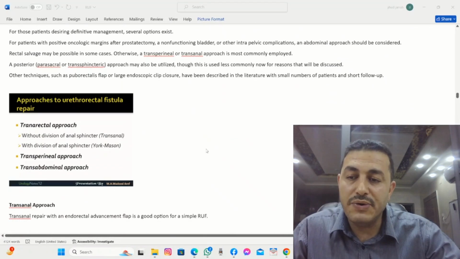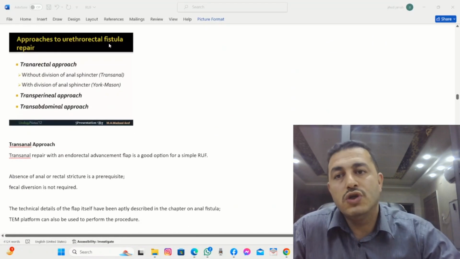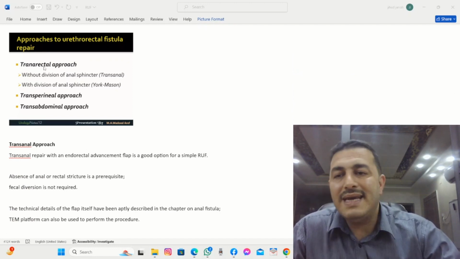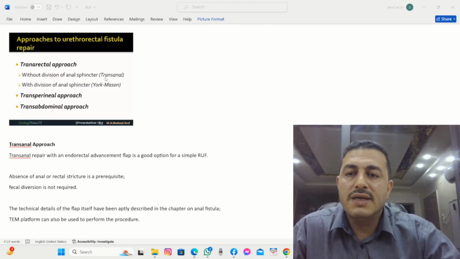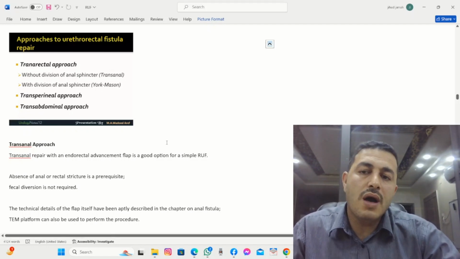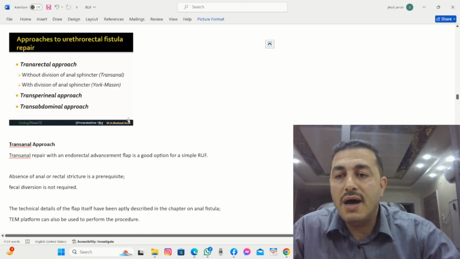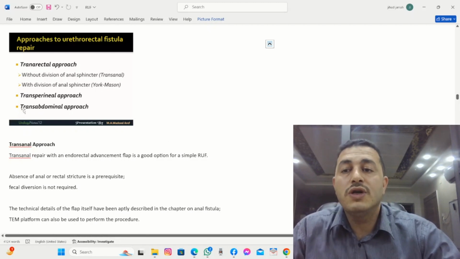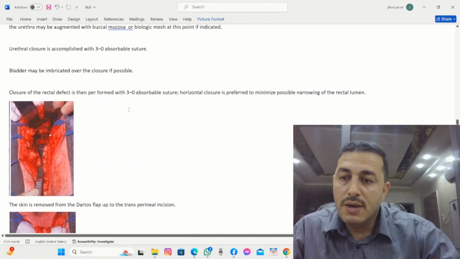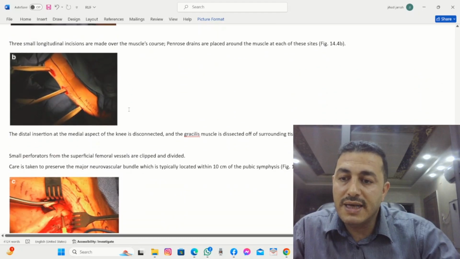Now let's talk separately about the approach to the urethrorectal fistula. We have the transrectal, transanal approach. We will talk about it. Transanal, if we do not divide the anal sphincter. If we divide the anal sphincter, we talk about the York-Mason approach. We have the transperineal approach, transabdominal approach. Also, we have posterior approach. I think we will talk about it separately.